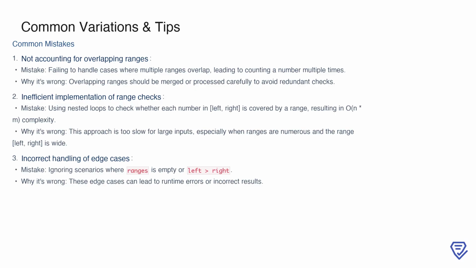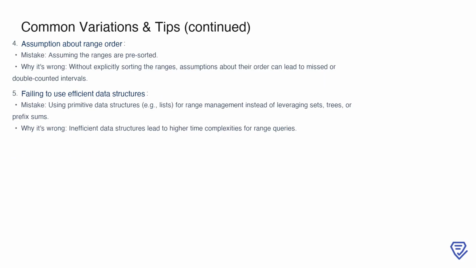Another common pitfall is making assumptions about the order of the input ranges. For instance, assuming the ranges are already sorted can lead to missed or double-counted intervals if this isn't the case. Sorting the ranges explicitly as part of your approach ensures predictable behavior.